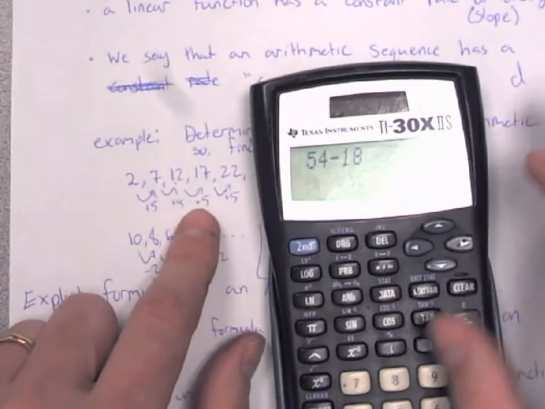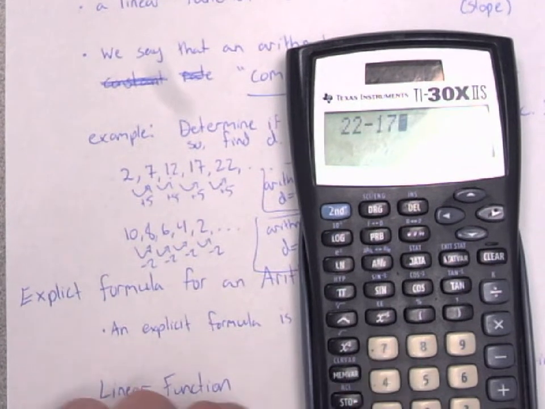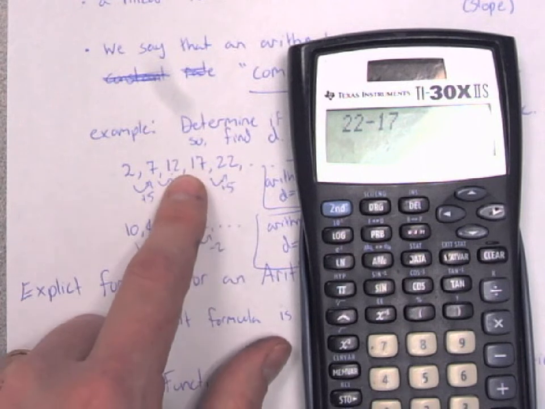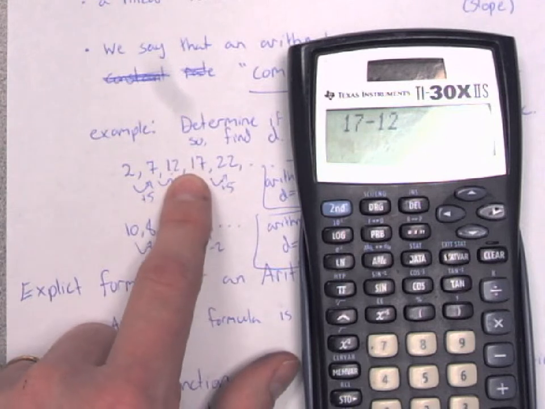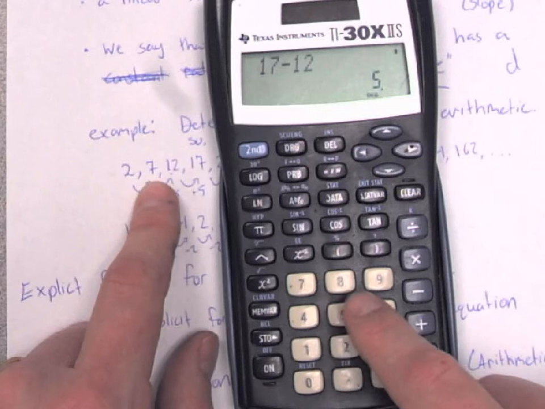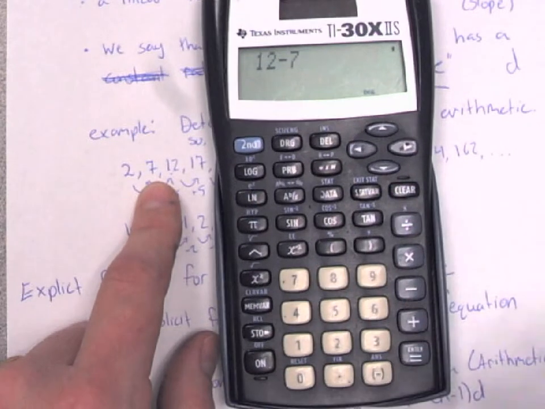Same thing here on the first one. This will probably make more sense. 22 minus 17 is 5. Oh, so I'm adding 5. The subtraction is how you figure out what you're adding if you can't just see it right off the bat. 17 minus 12 is 5, right? 12 minus 7, oops, is 5.